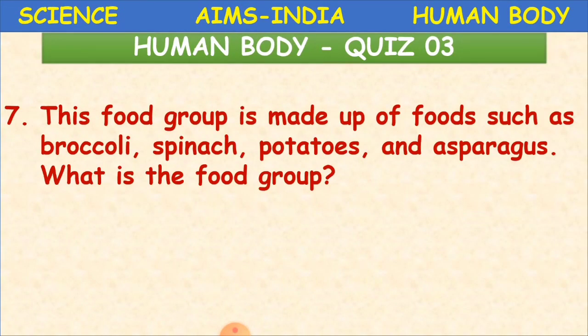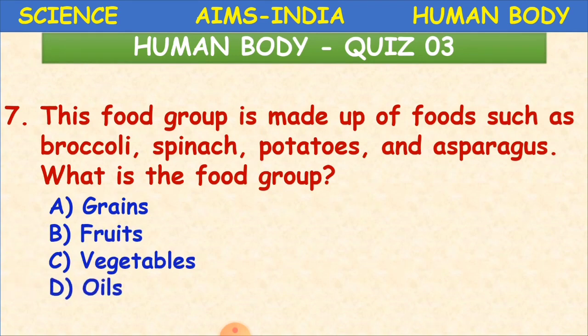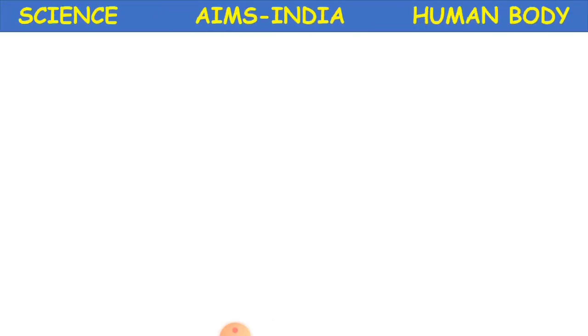This food group is made up of foods such as broccoli, spinach, potatoes, and asparagus. What is the food group? A is grains, B is fruits, C is vegetables, and D is oils. Broccoli, spinach, potatoes, and asparagus, to which one do they belong? Yes, it is vegetables. Clear? Here we also have green vegetables like broccoli and spinach, all of them leafy vegetables. Now the other question.